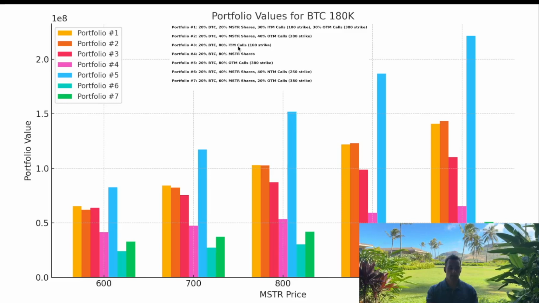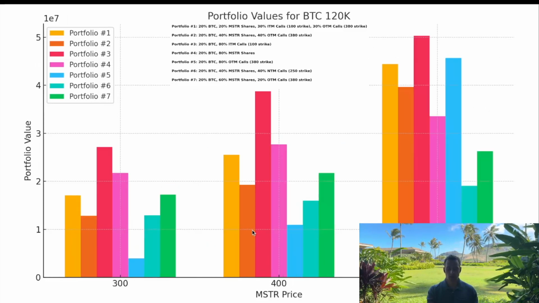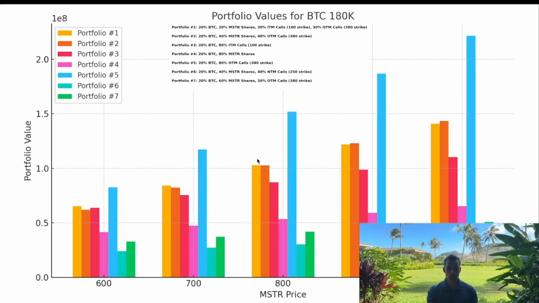And these portfolios are portfolio 1, the golden kind of color, 20% MSTR shares, 30% in the money calls, and 30% out of the money calls. This is supposed to provide a good cushion at these lower prices and these higher prices. So you can see here at the low prices, the in the money calls take over and really boost the performance of the portfolio, and at the higher prices of MSTR, the in the money calls still perform relatively well, but the out of the money calls take over and really boost the portfolio.